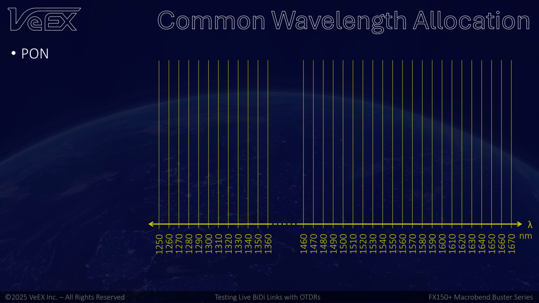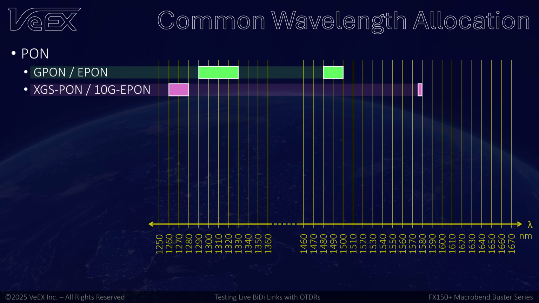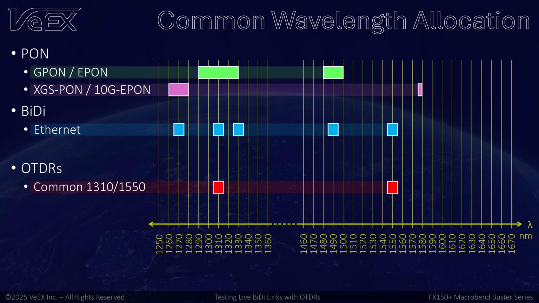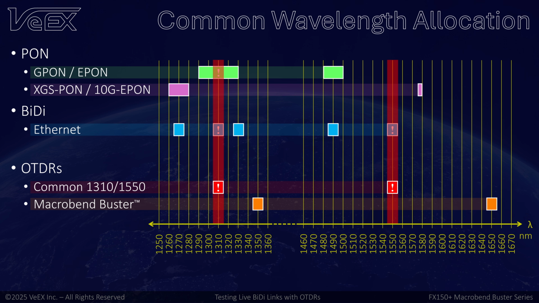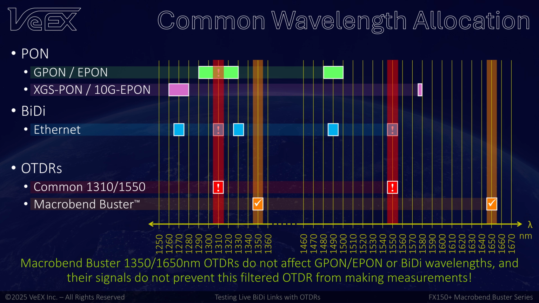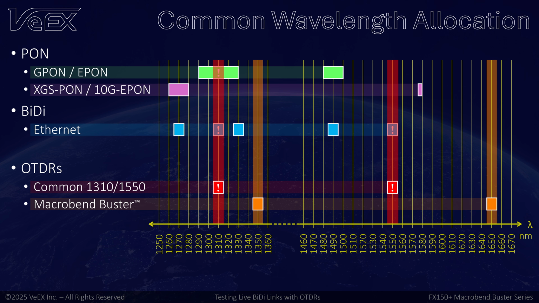To get an idea of what the problem is, here is a simple illustration of the common wavelengths used by 1G PON, 10G PON, and bidirectional Ethernet transmissions. A regular OTDR, using 1310 and 1550 nanometer pulses, can affect and be affected by some of these signals. The Macrobend Buster OTDR uses 1350 and 1650 nanometer pulses, so it doesn't affect the services or get affected by the signals present on the link. As implied by its name, the carefully selected wavelengths in the Macrobend Buster OTDR version also excel in detecting macrobends.